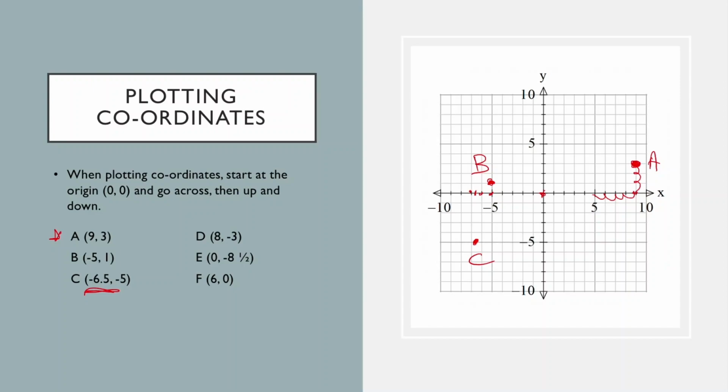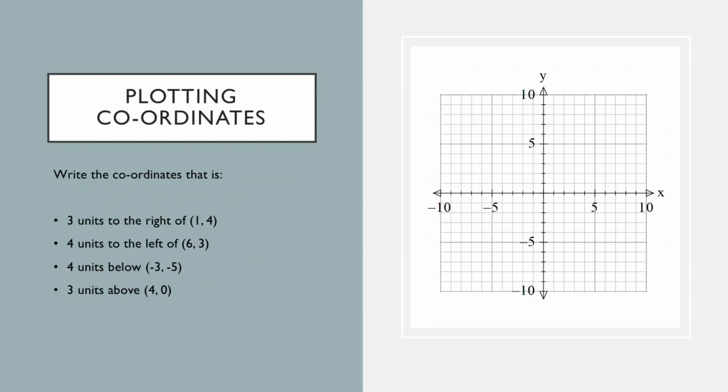So let's quickly do D, E, and F. Let me clear the rest. D is 8 across, 3 down. Here's 8. 3 down is -3. Where they meet is right here, D. E, 0, so it doesn't go left or right. -8.5 is between 8 and 9, so it's going to be right in between. Lastly, 6 across, doesn't go up and down, so that's F.